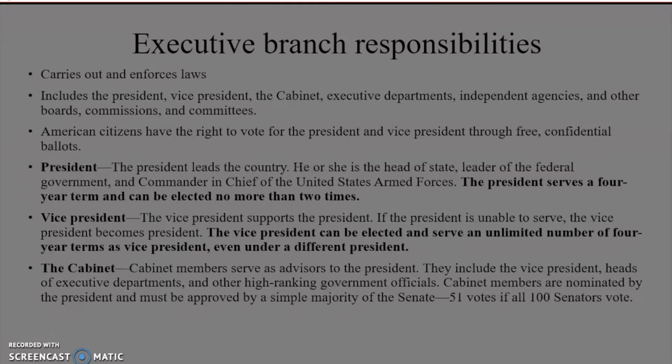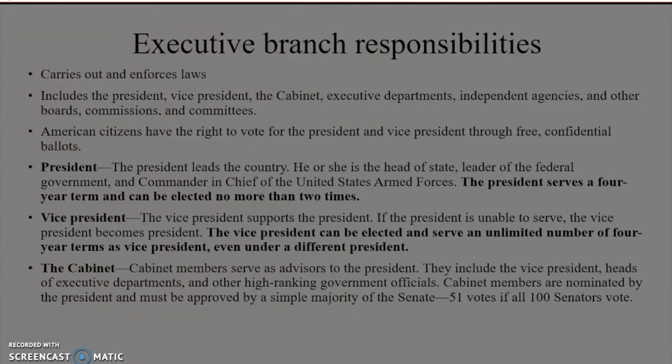Executive branch responsibilities. Carries out and enforces laws. Includes the President, Vice President, the Cabinet, executive departments, independent agencies, and other boards, commissions, and committees. American citizens have the right to vote for the President and Vice President through free, confidential ballots.